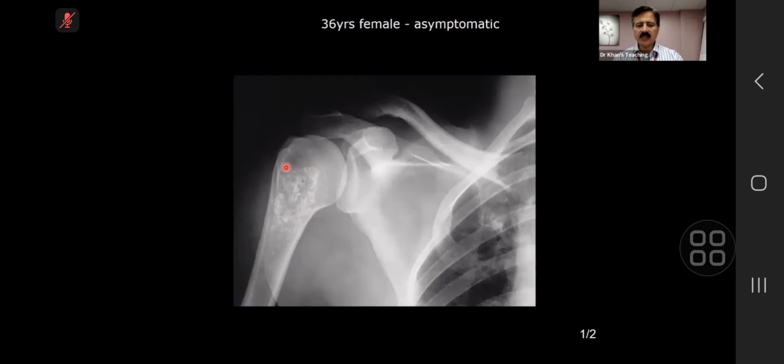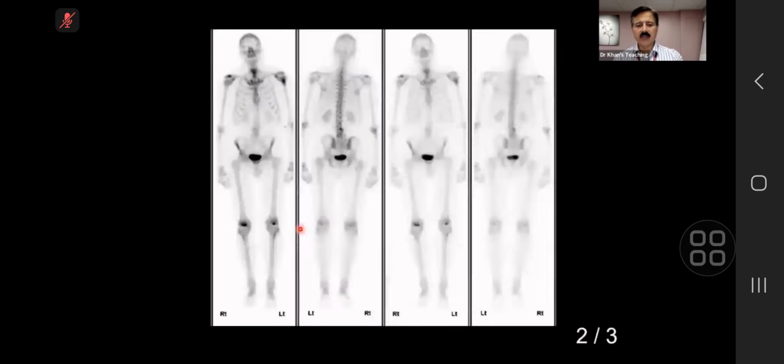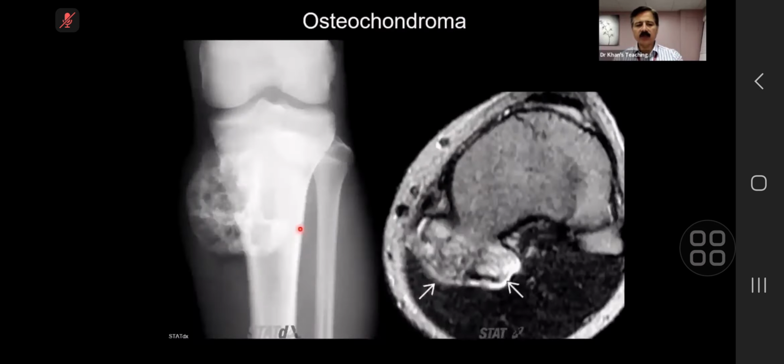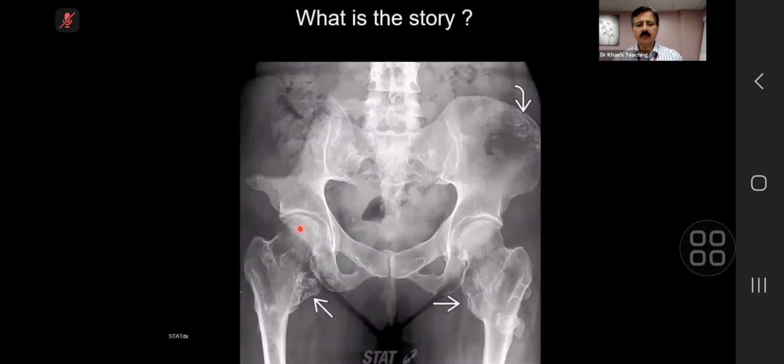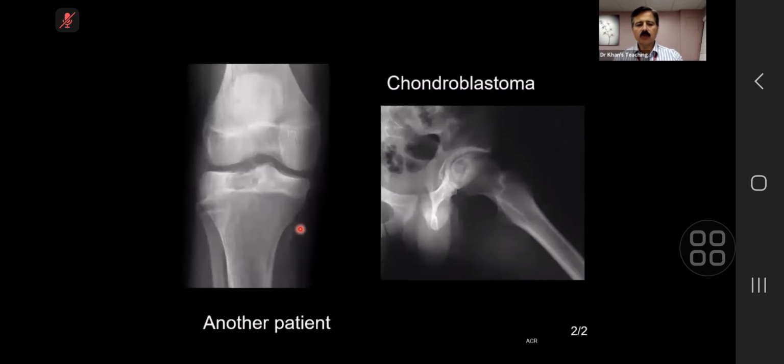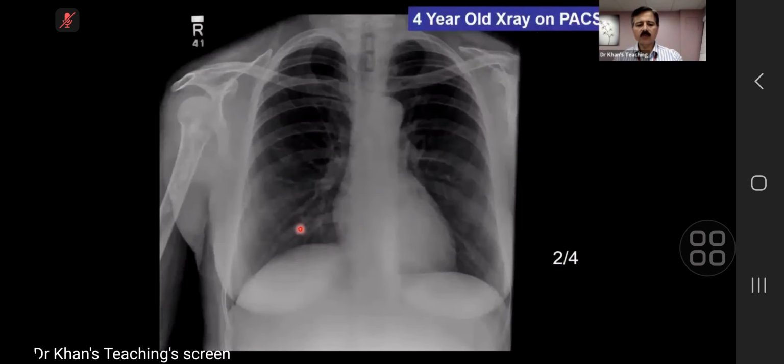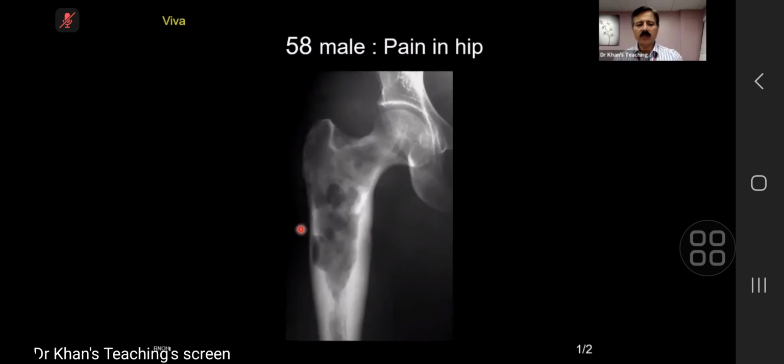Then when you see a lucency inside, that lucency will cause endosteal scalloping. And that scalloping is going to, if I show you a case right now, and then we will come back. Now, concentrate on this case.